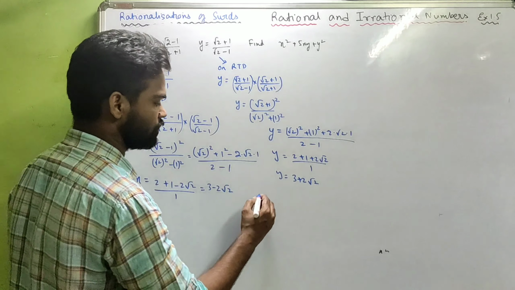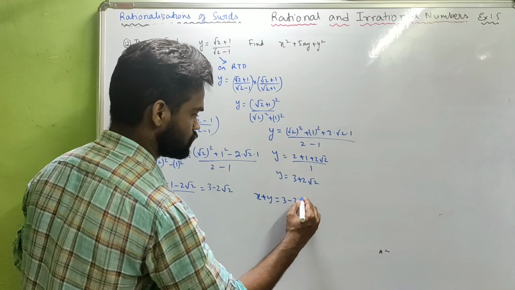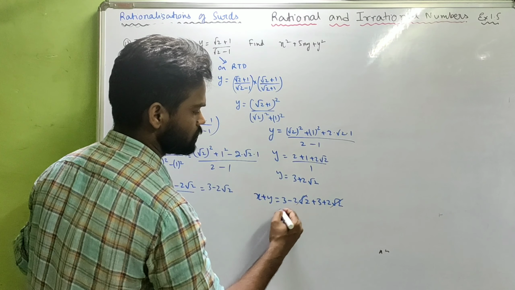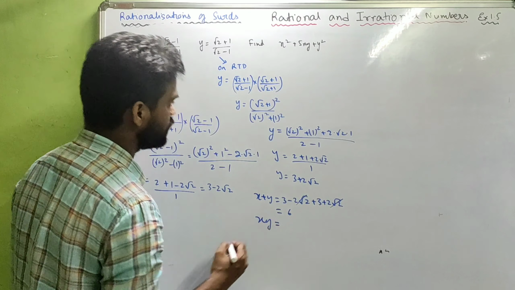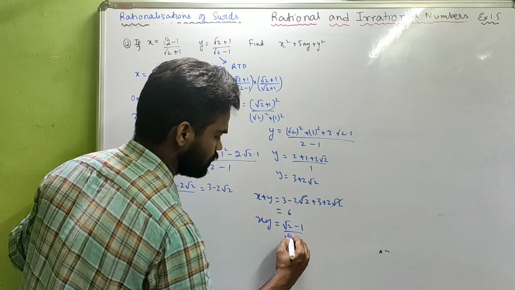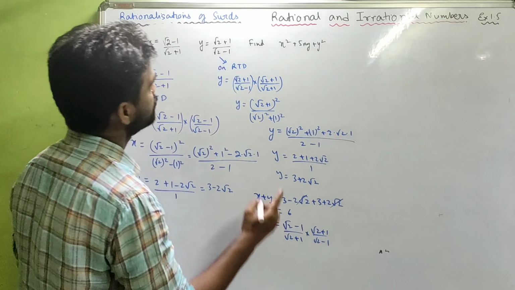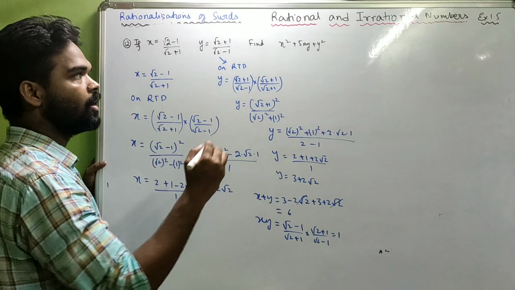Let us find x plus y first. x plus y is what? 3 minus 2 root 2 plus 3 plus 2 root 2. So that's 6. Find xy also. This will help us. xy, if you look carefully, if you find xy, I think we're getting 1. Am I clear now? Now look at this sum.